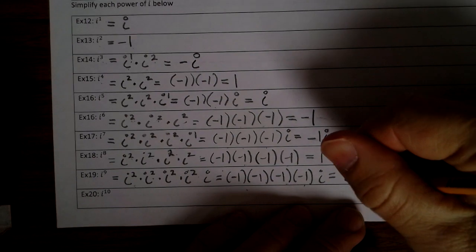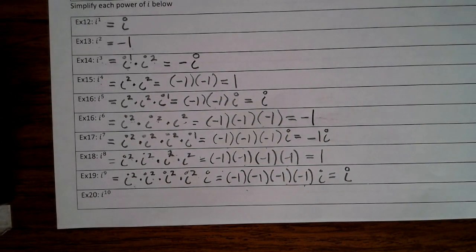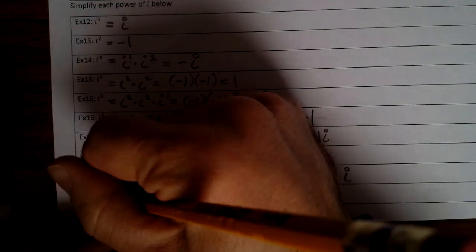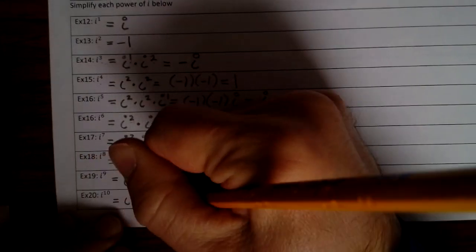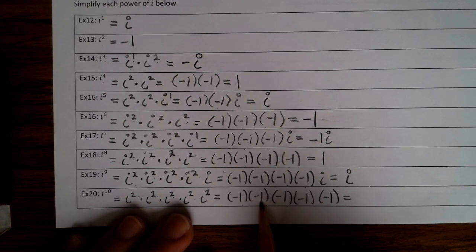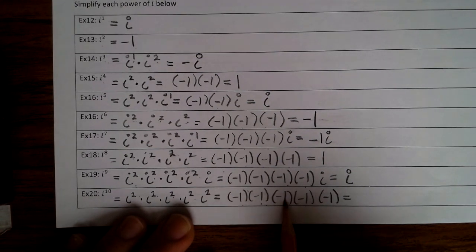Okay, and then i to the 10th power is i squared times i squared times i squared times i squared, so 2, 4, 6, 8, i squared. So then that's -1 times -1 times -1 times -1. 1, 2, 3, there's 5 of them, -1. So -1 times -1 is +1 times -1 is -1. Becomes +1 here times negative, so that's -1.